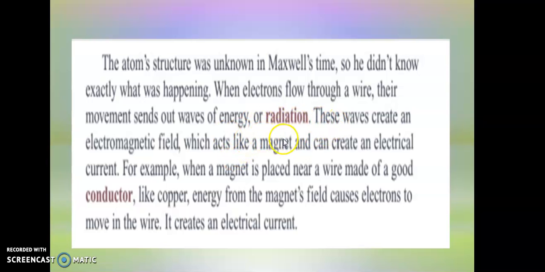So you have radiation in your cell phone, and some people have three or four cell phones, one laptop, two laptops, especially in your house. So these waves create an electromagnetic field which acts like a magnet and can create an electrical current.